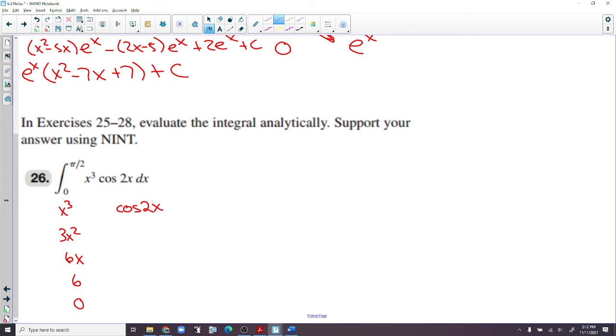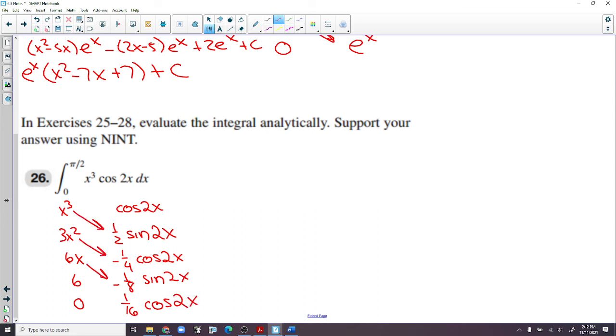Oh, what's the antiderivative of cosine of 2x, though? What would we have to have there? Well, we have to have a 1/2, right? Because with the chain rule, we're going to multiply by 2. So this is going to be 1/2 sine of 2x. Remember, chain rule, we're going to multiply by 2, so we're going to need a 1/2 to cancel that out. Then a negative 1/4 cosine of 2x, negative 1/8 sine of 2x, and then 1/16 cosine of 2x.